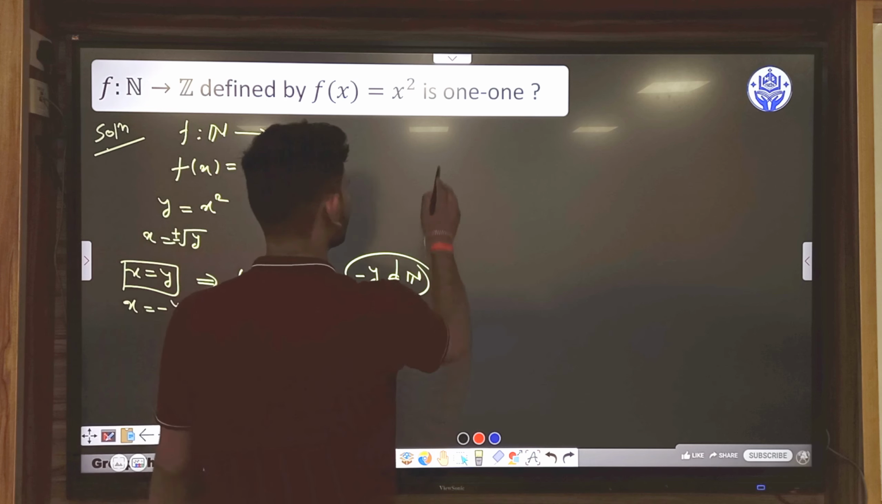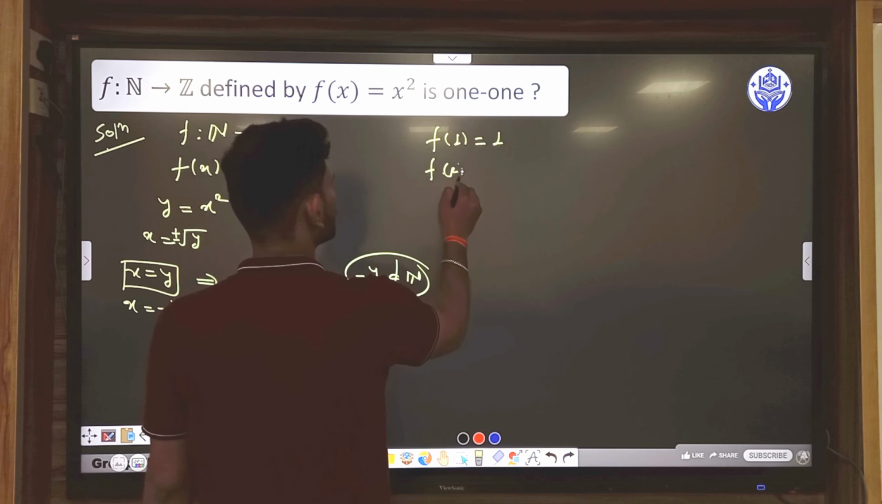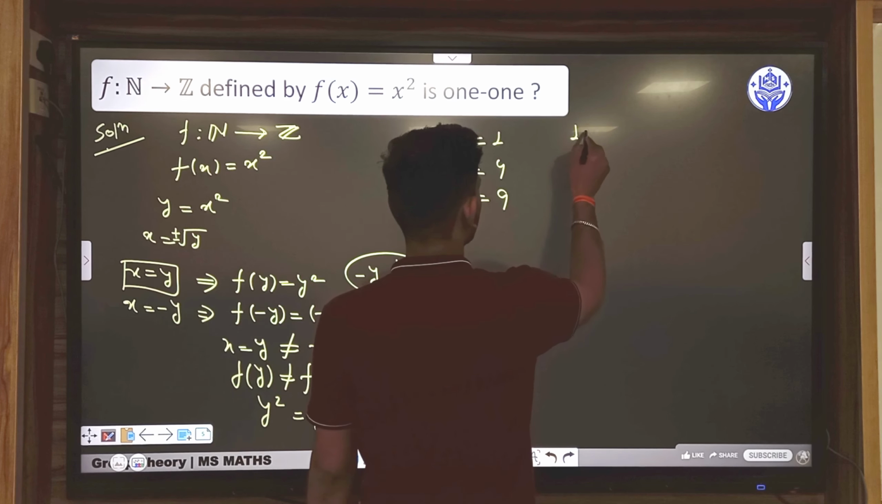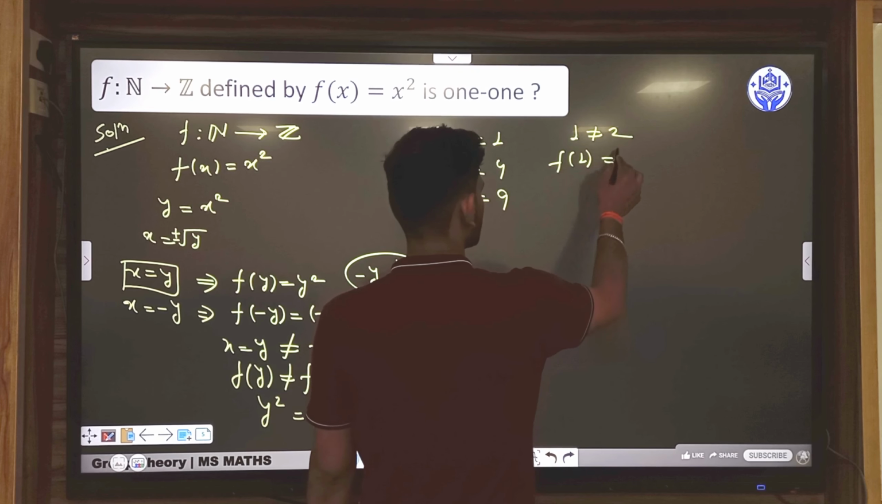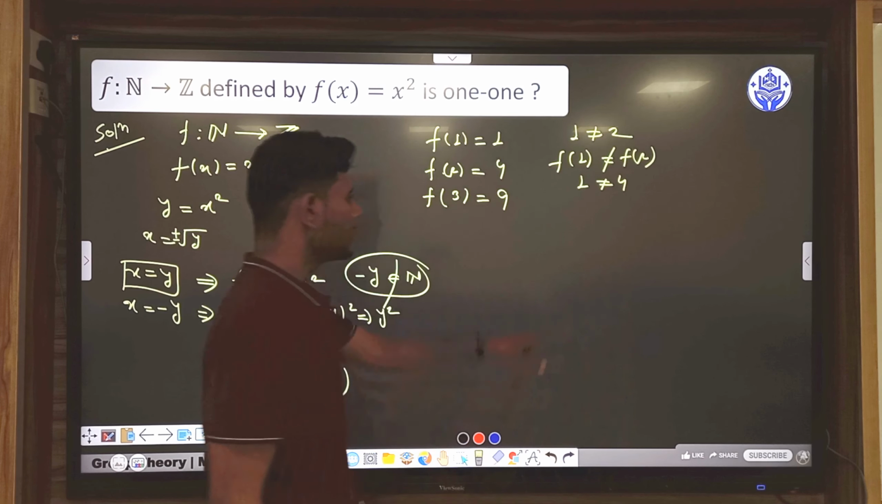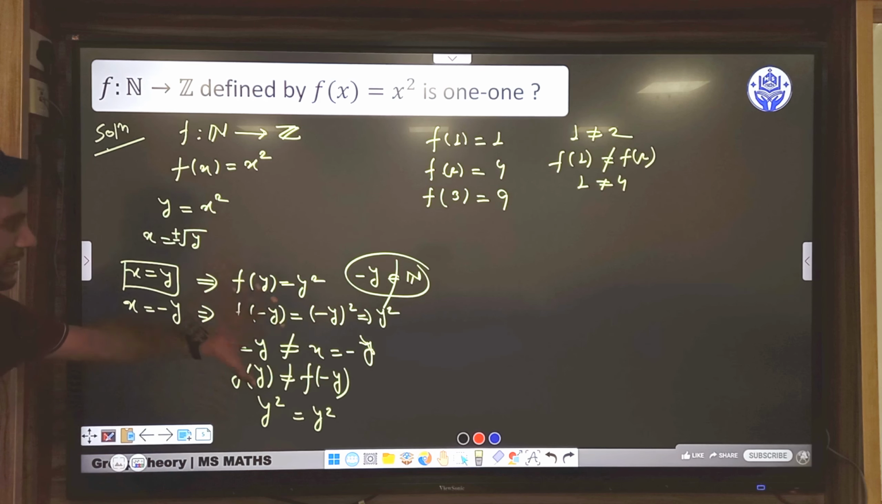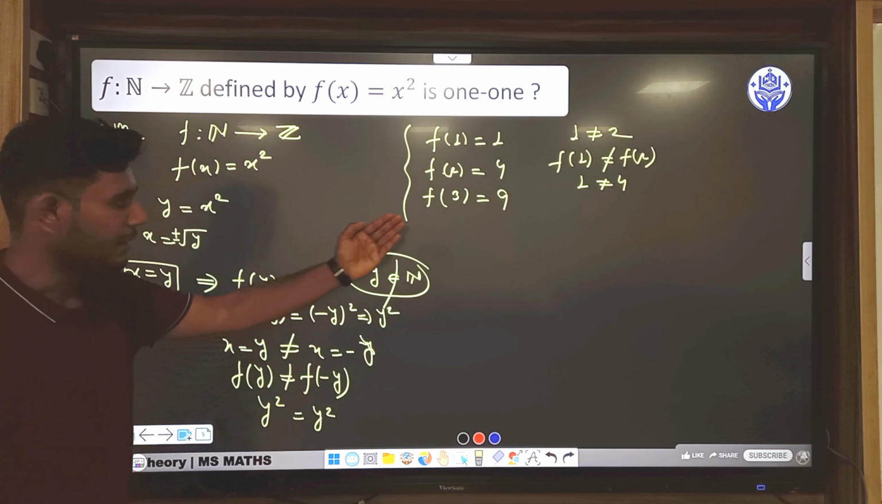You can take an example. Let's say f of 1 is 1, f of 2 is 4, f of 3 is 9. If you take any two, 1 is not equal to 2, it means f of 1 should not equal f of 2. Yes, 1 is not equal to 4. This is the concept. You can prove it by contradiction, or you can prove it using an example.